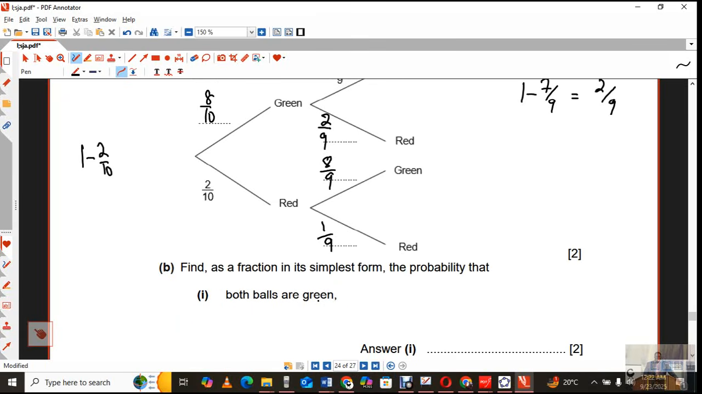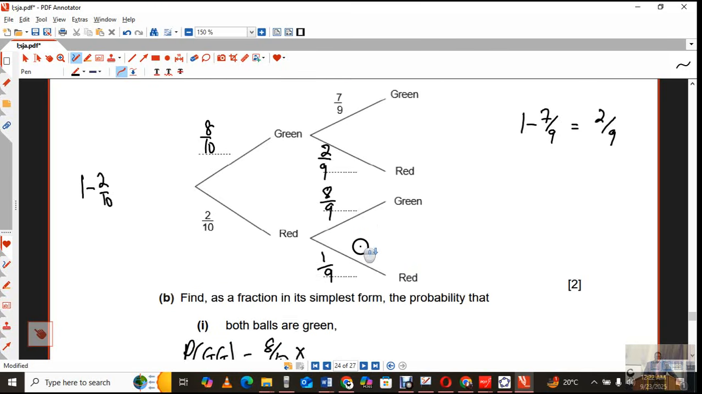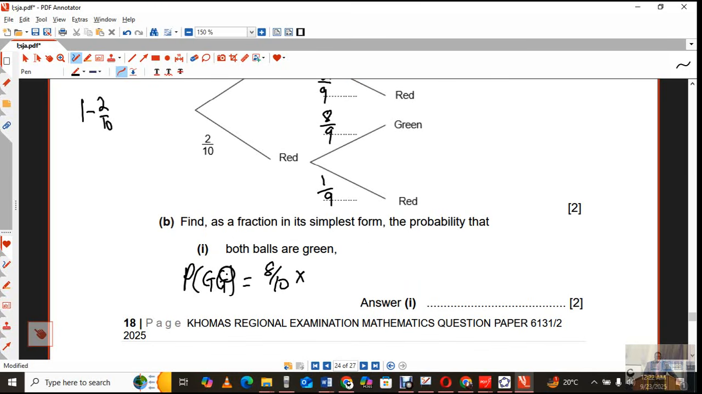They are saying for 2 marks, find the probability that you have got both are green, green. So the probability that you have green, green will be, let's look at green, it's 8 over 10 times, when you go along the branches, you multiply 7 over 9. So 7 over 9 times 7 over 9, okay? And that should give you your answer, which is 28 over 45.